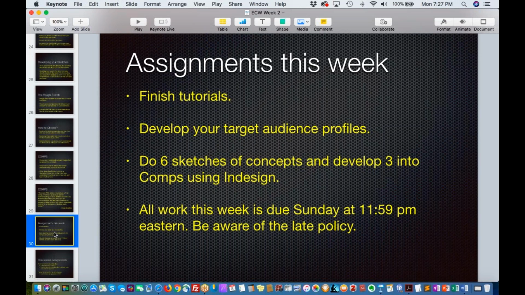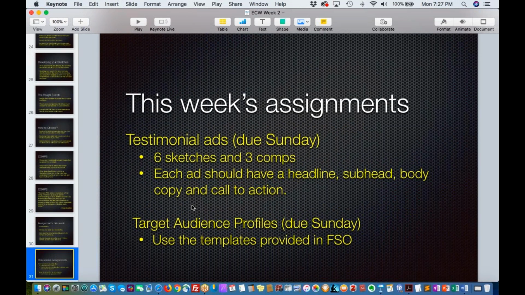So the target audience profiles assignment and the Mastery Learning Project assignment with your 6 sketches and your 3 comps is due Sunday at 11:59 p.m. Okay? Remember, your comps need to have headline, subhead, body copy, and call to action. Don't forget that call to action. Remember, you're stressing to the reader, this is what the organization does, this is why we do it, this is why you should support us or help us or use our services.